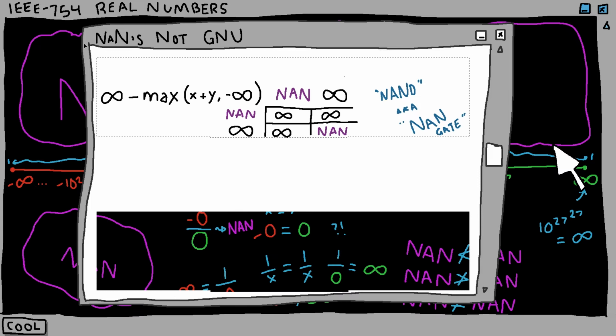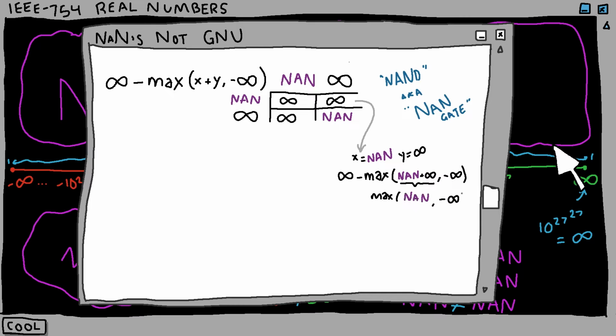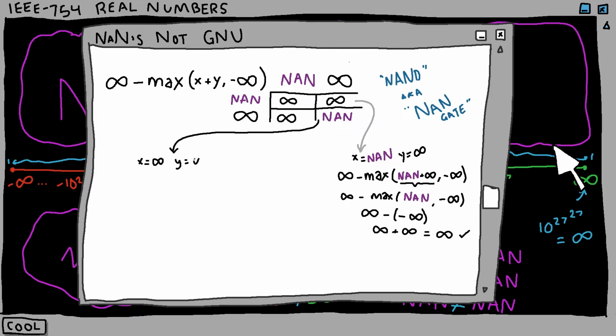But before we get into that, let's take a look at why it works. So looking at the top right case there, we have x is NaN and y is infinity. And so if we substitute those in for x and y, we find that x plus y is going to be NaN because NaN plus infinity is NaN. And then we have max of NaN and something, so that's always the other thing. And then we have infinity minus negative infinity, which is infinity plus infinity, which is infinity, as desired.